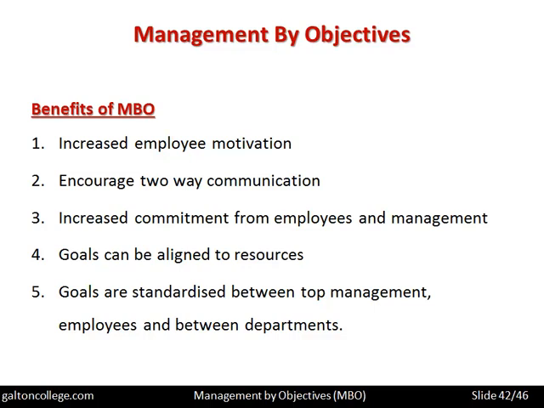The goals are standardized between top management, employees, and between departments. All of them should be pulling in the same direction. The organisation should not be fractured. There shouldn't be a mismatch between the goals pursued within the departments and the goals pursued by the organisation. Clearly, they must be pulling in the same direction. They must be trying to achieve the corporate goals. So the individual departments are moving towards the achievement of the corporate goals. That must be the case.